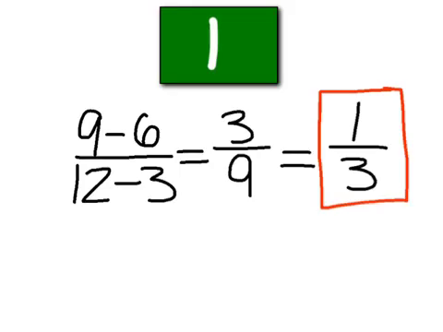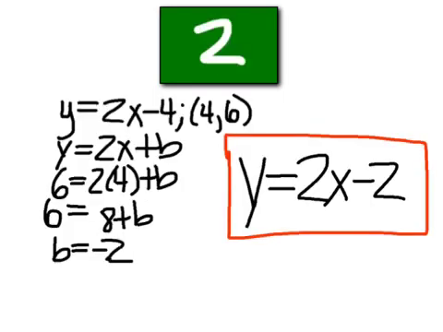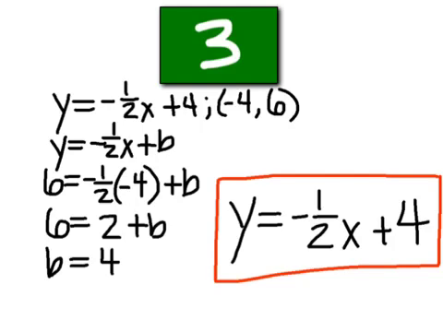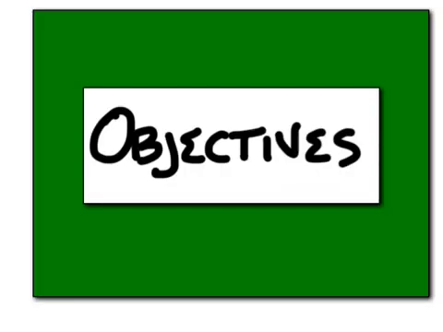Alright, first extra credit answer should be 1/3. Number 2 should be y equals 2x minus 2. And number 3 should be y equals negative 1/2 x plus 4.